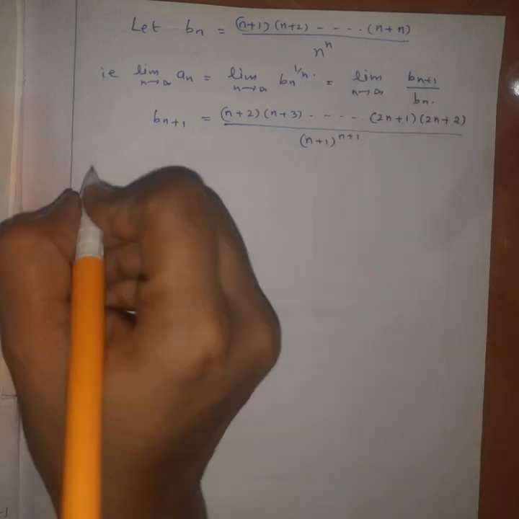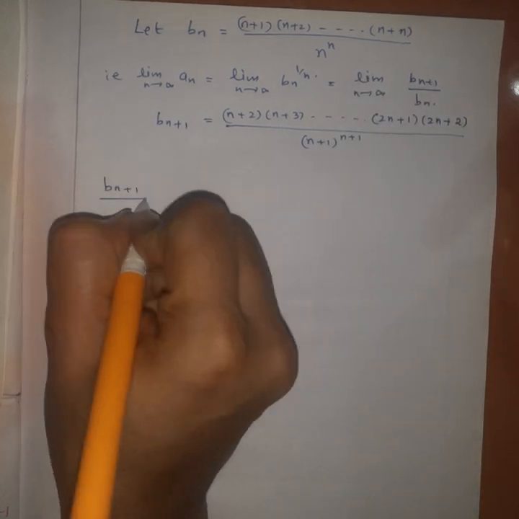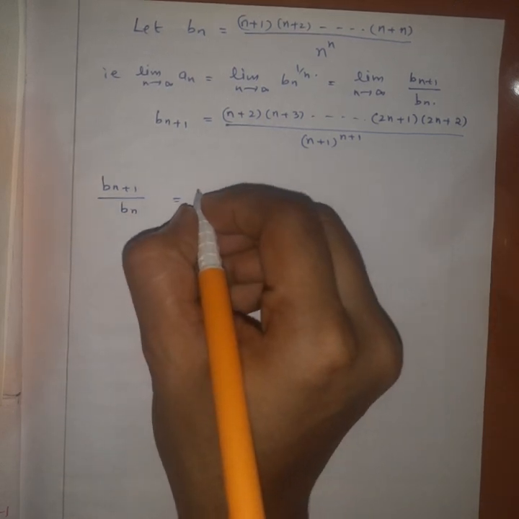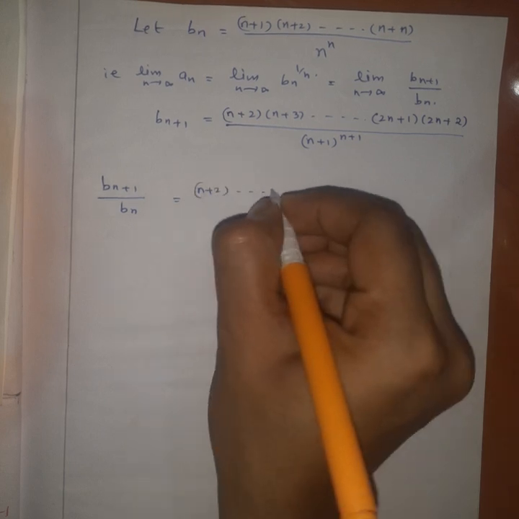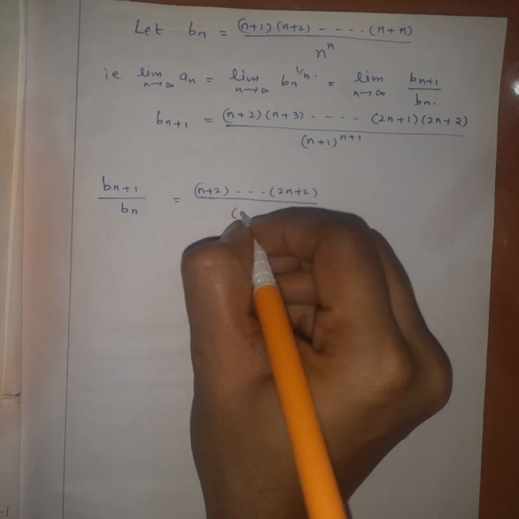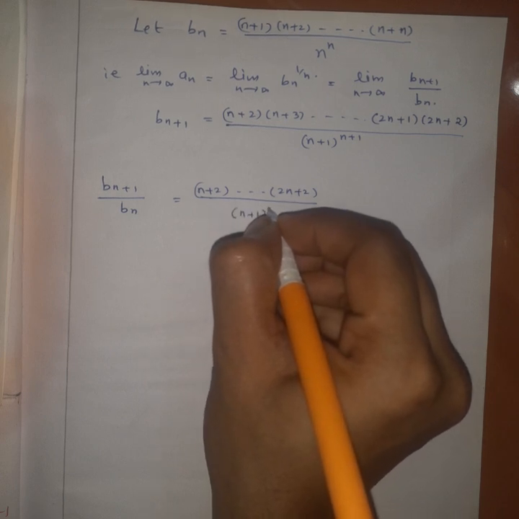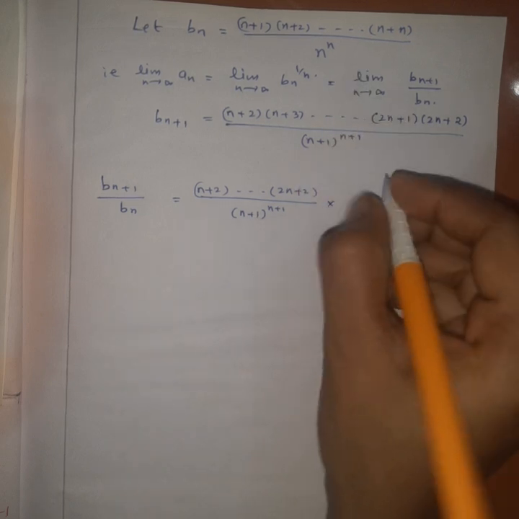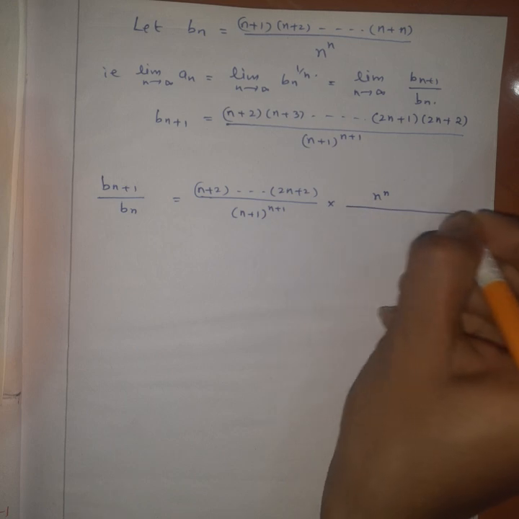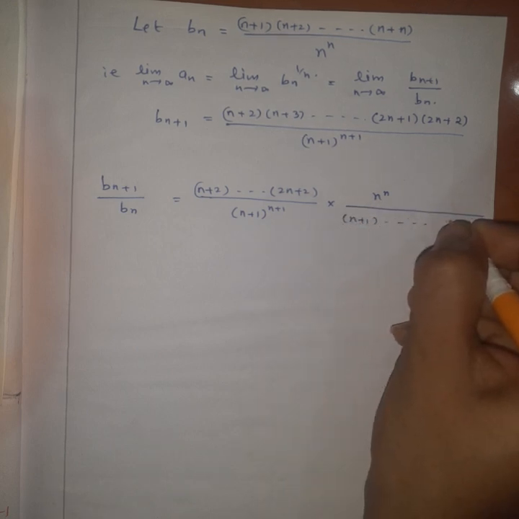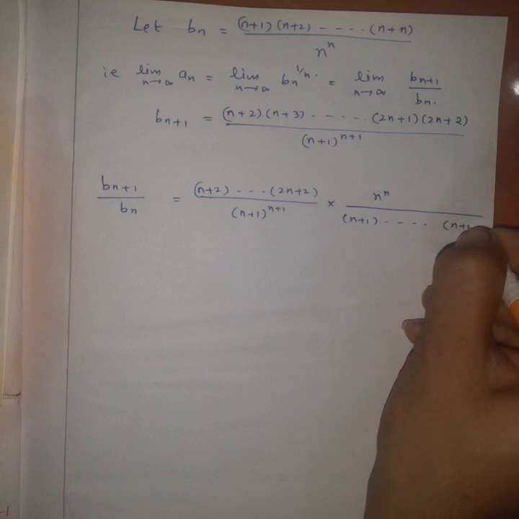bn is this. Now bn plus 1 by bn. So this you will get n plus 2 and so on up to 2n plus 2, whole thing divided by n plus 1 to the power n plus 1, divided by bn, meaning multiplying by n to the power n divided by n plus 1 and so on n plus n.